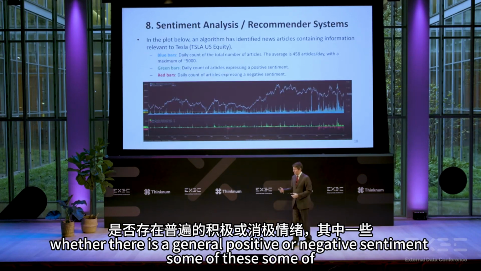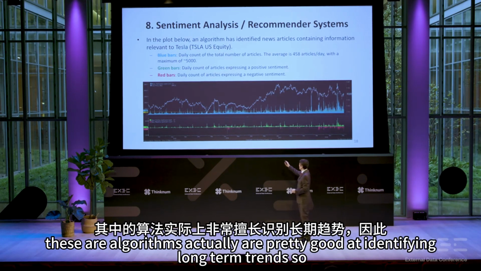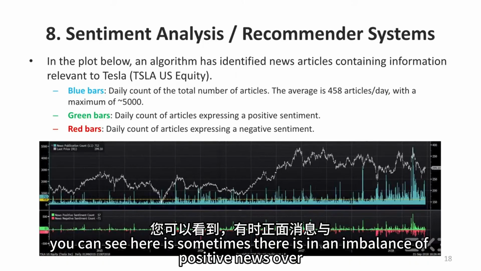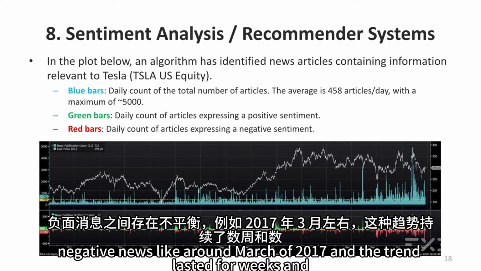Some of these algorithms actually are pretty good at identifying long-term trends. So what you can see here is sometimes there is an imbalance of positive news over negative news, like around March of 2017, and the trend lasted for weeks and months.